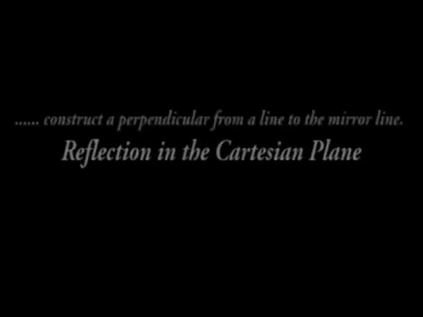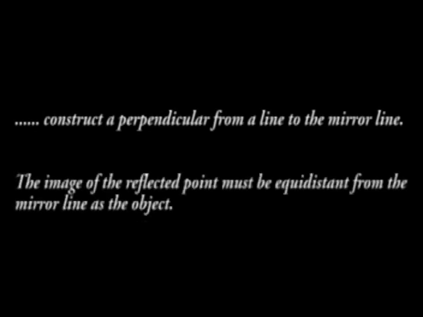Reflection in the Cartesian plane. To reflect a figure, we construct a perpendicular from the point to the mirror line. The image of the reflected point, usually the vertices, must be equidistant from the mirror line as the object.